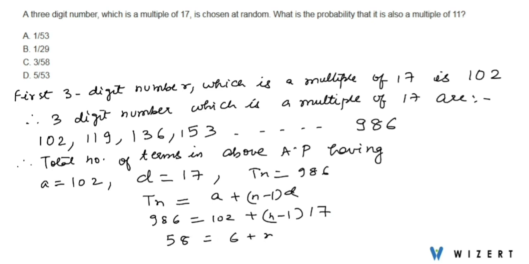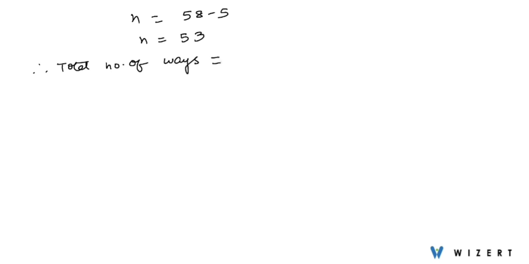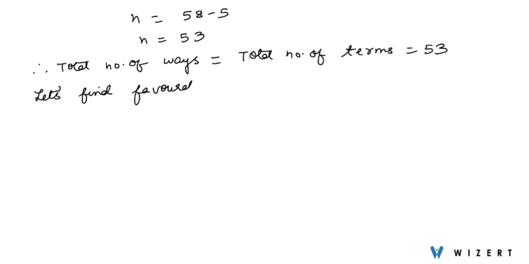Therefore, if we solve this, then we'll get the value of n as 58 minus 5, which is equal to 53. Now, the total number of ways we have calculated. Therefore, this is our total number of ways. So, the total number of ways here is the total number of terms that we have calculated above, which is equal to 53.